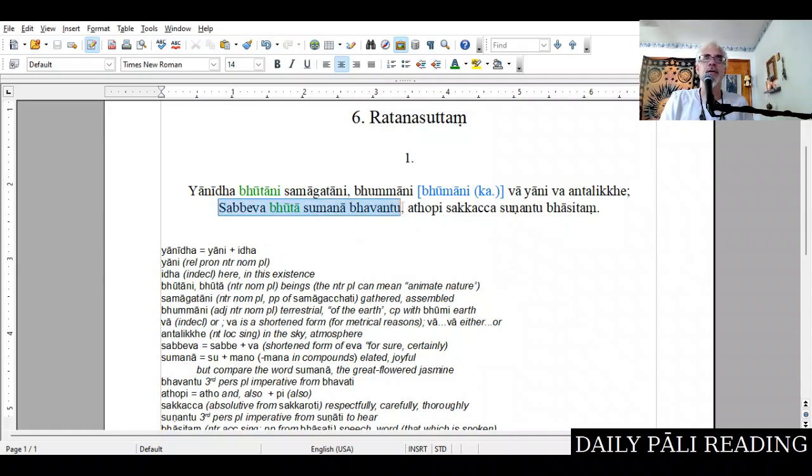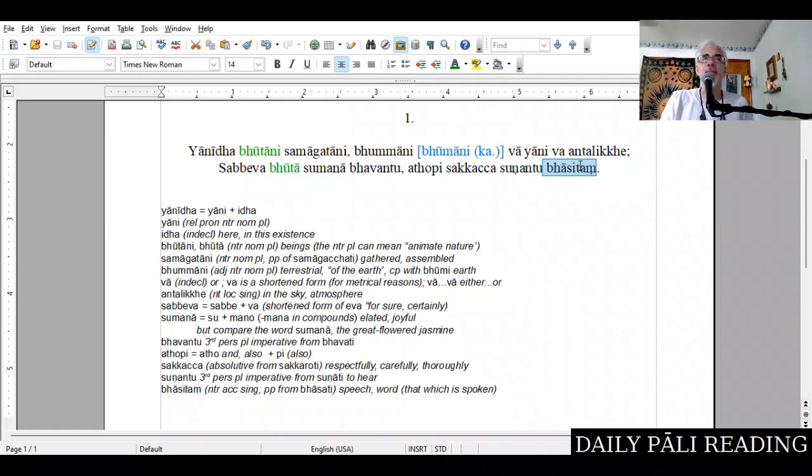Okay, so we have this main verb here. We have another main verb, and so here we have athopi. Atho means also, and pi really means kind of the same thing. So we might capture this all by just saying, and also, may they, and then this is another third person plural imperative. May they hear, this is from suṇantu. May they hear bhāsitaṃ. Now, bhāsitaṃ is a past participle from bhāsati, to speak. So may they hear that which is spoken. May they hear the word, the speech, sakkacca. And this is the absolutive from sakkaroti. And it means respectfully, carefully, thoroughly.